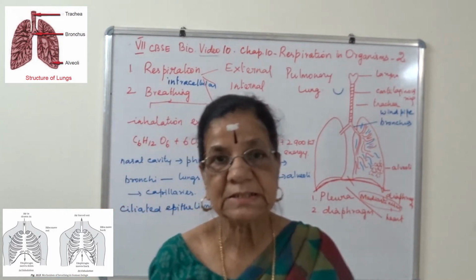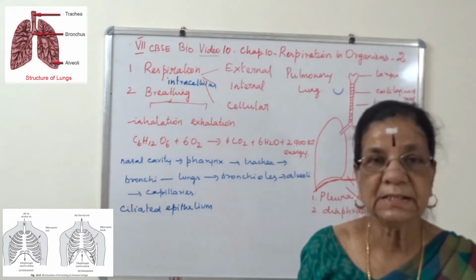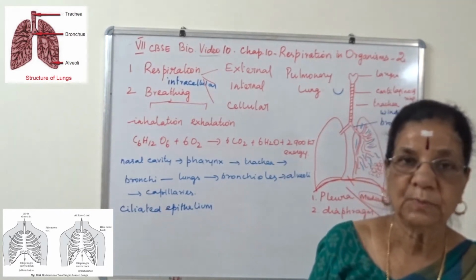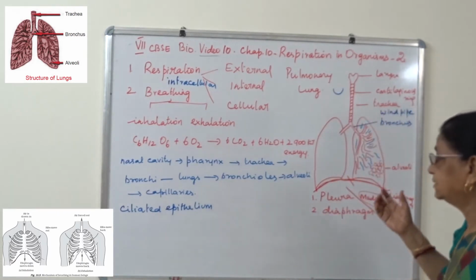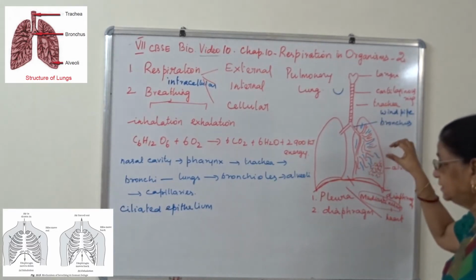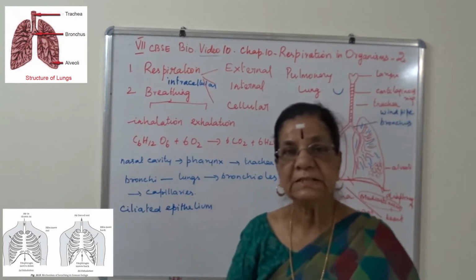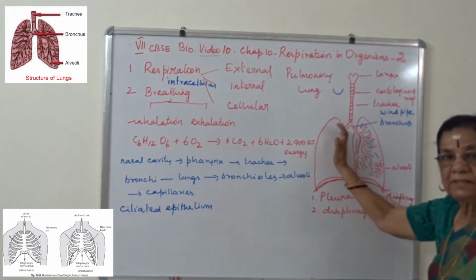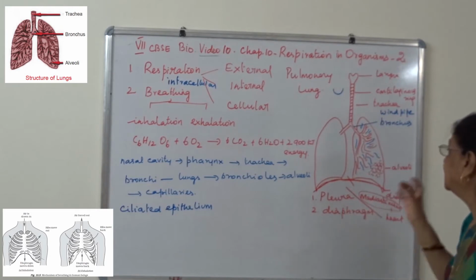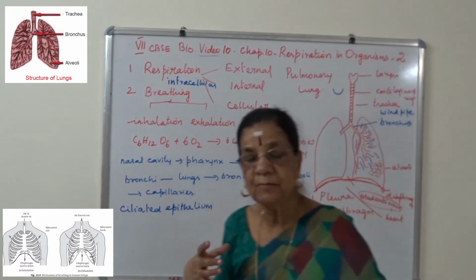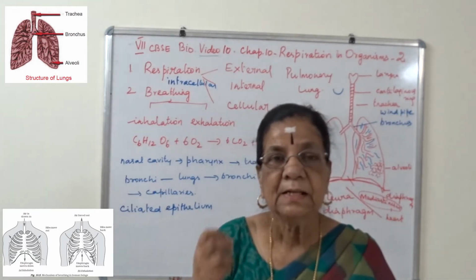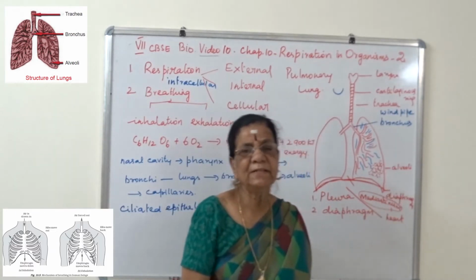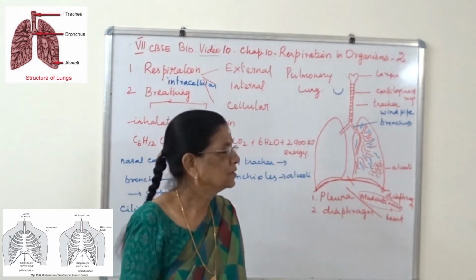Now these lungs are spongy and elastic in nature, with a right lobe and a left lobe. When the bronchi enter into the lungs, they further branch into bronchioles. This is the internal structure. These bronchioles further end in fine air-bubble-like structures called alveoli.